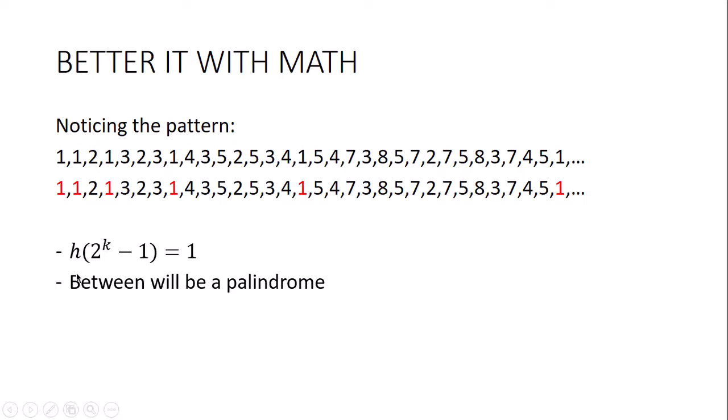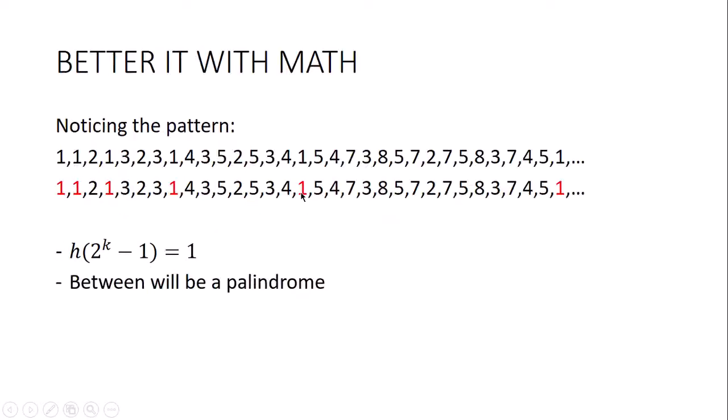And between 2 to the power k minus 1 positions, there will be a palindrome. A palindrome is basically something you read the same from forward and backward. So it's basically symmetrical, another way to say it. You can see here, this is symmetrical too, and if you spread from the left side, it's the same as if you spread to the right side. So it's the same.